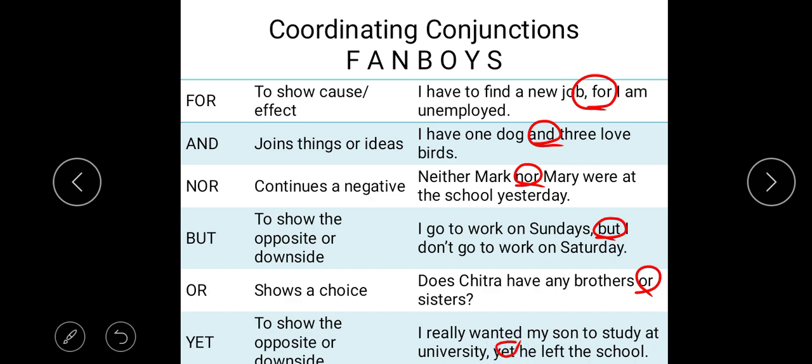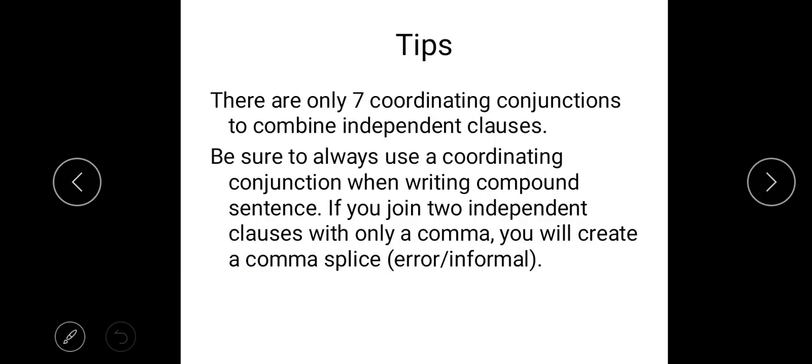We have only these 7 coordinating conjunctions to combine two simple sentences and to make a compound sentence. You can see that there are only 7 coordinating conjunctions to combine independent clauses. So you can be very confident. If you want to make a compound sentence, you can always remember to use any of the 7 coordinating conjunctions. But you could ask, can we use a comma instead?